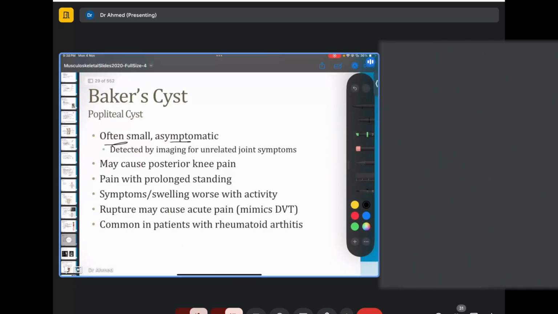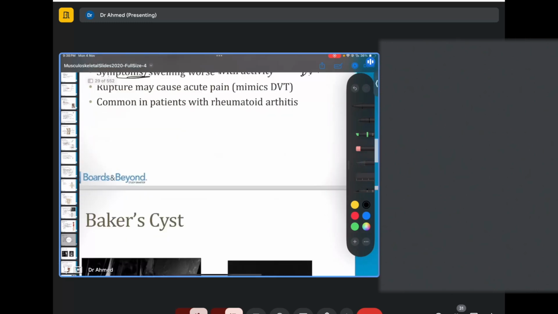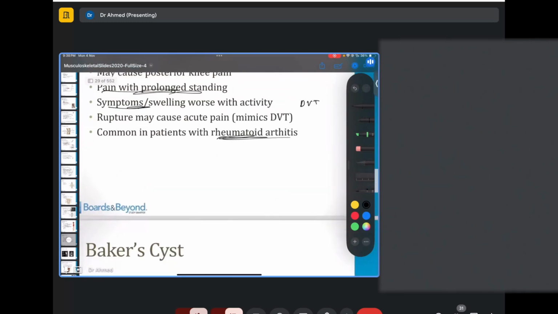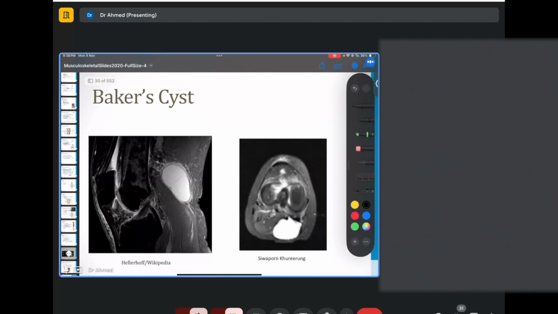Okay, and pain is basically due to prolonged standing. Okay, and what are the symptoms? You'll be seeing swelling there, right? And it can also mimic DVT, deep vein thrombosis, right? And it's commonly associated with your rheumatoid arthritis. Here you guys can see this is your Baker cyst right in the popliteal fossa.